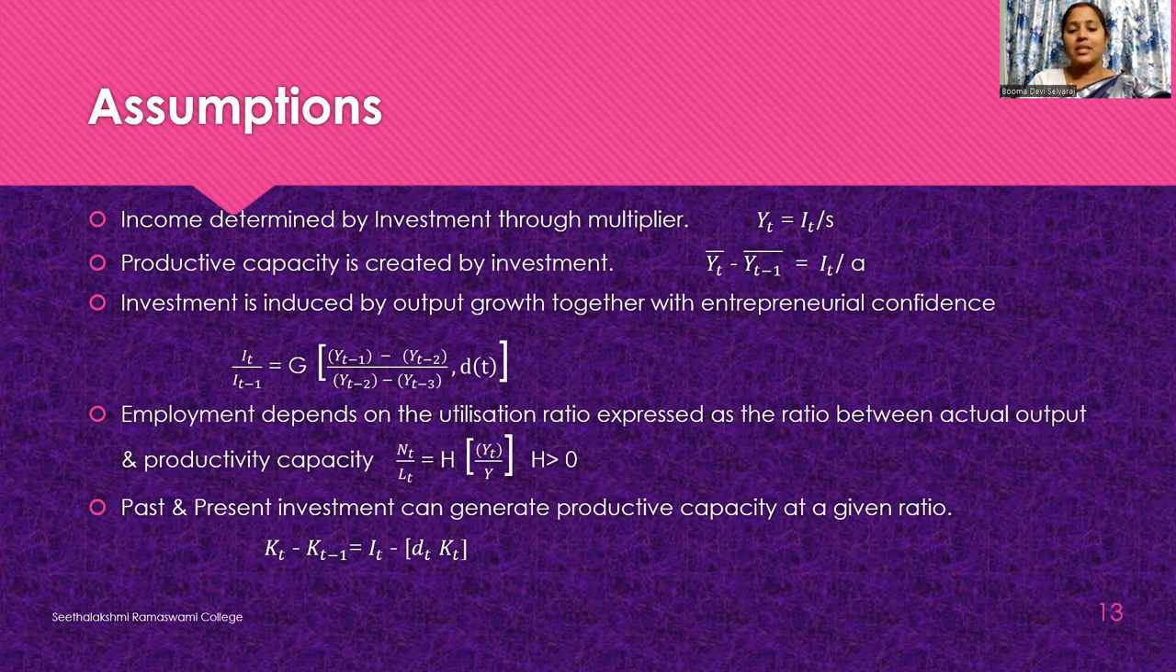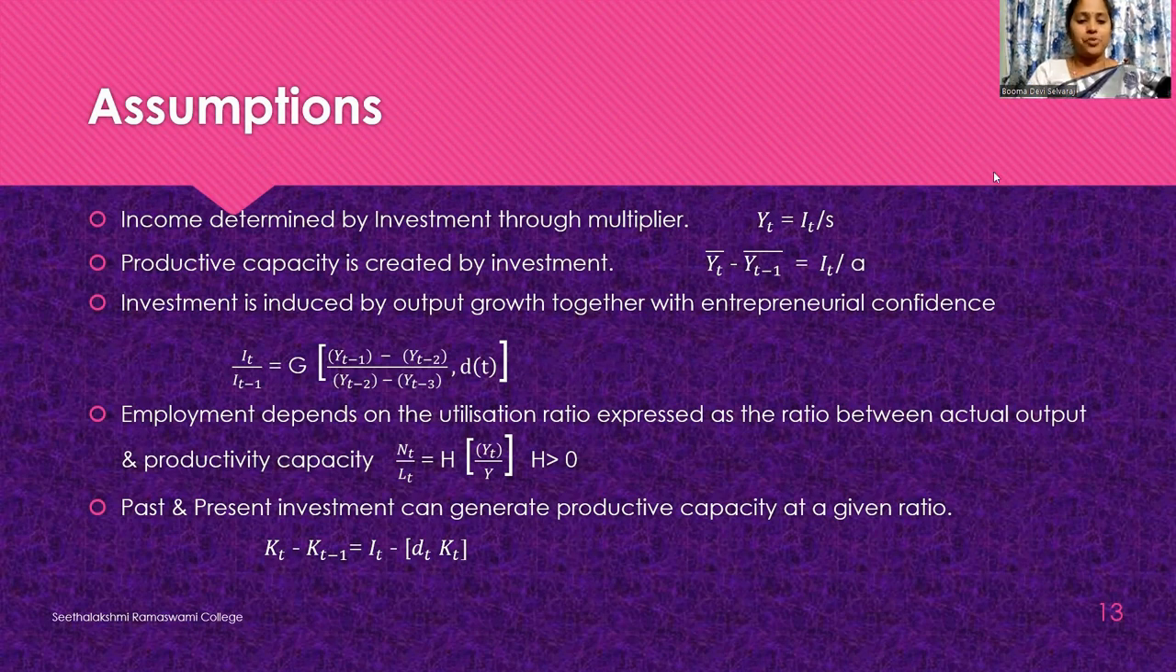So it is represented as an equation: I_t divided by I_{t-1} is equal to G into (Y_{t-1} minus Y_{t-2}) divided by (Y_{t-2} minus Y_{t-3}) into D_t. In this equation, G is an increasing function of the rate of output acceleration, but a decreasing function of the junking ratio. If the junking ratio is 0, investment increases at the rate at which output rises.